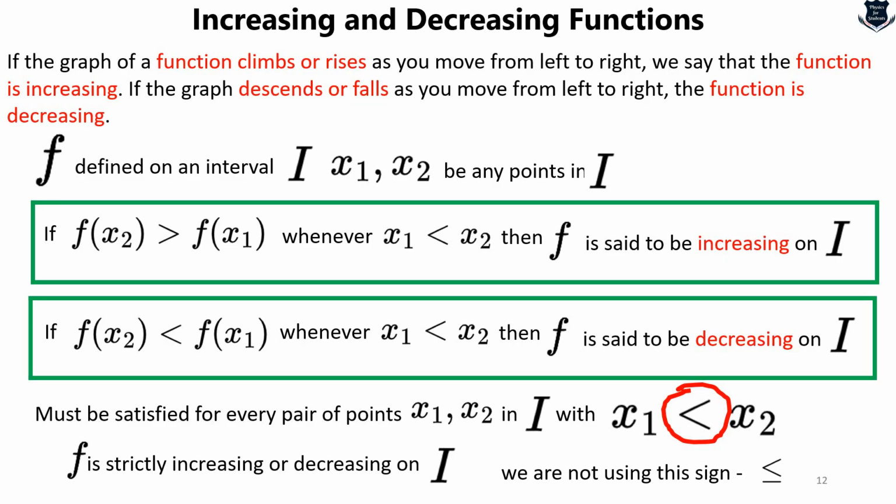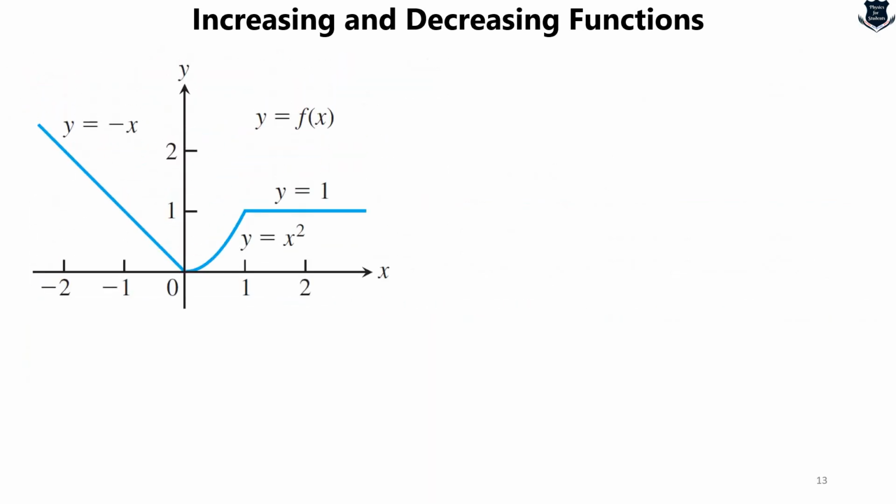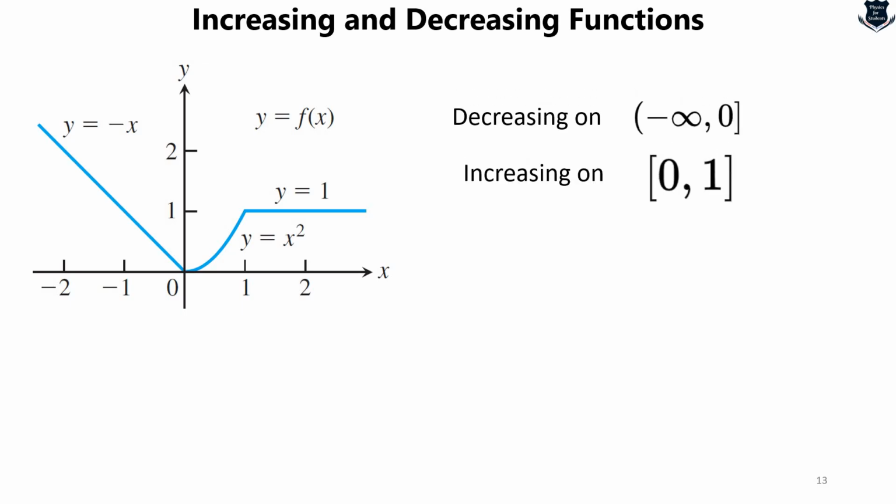So this sign is important because we are using this inequality. So this is what is called an increasing and a decreasing function. Now, if I plot on a graph how it will look, it will look something like this. Here you can see the function graphed is decreasing from minus infinity to 0 and increasing from 0 to 1. These are the two intervals.